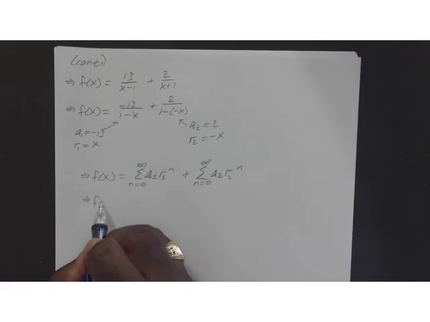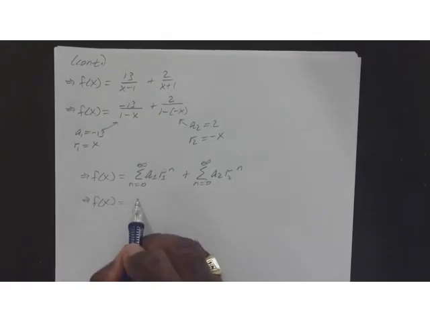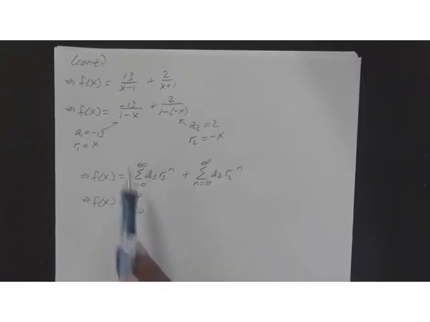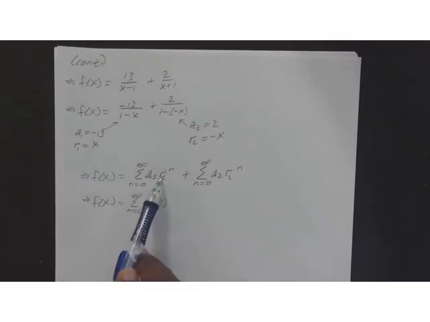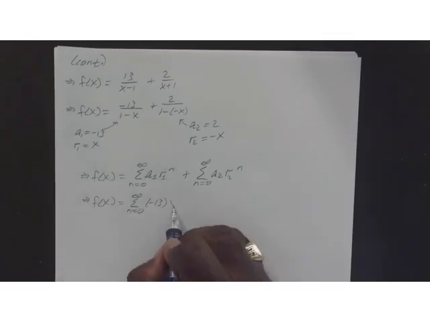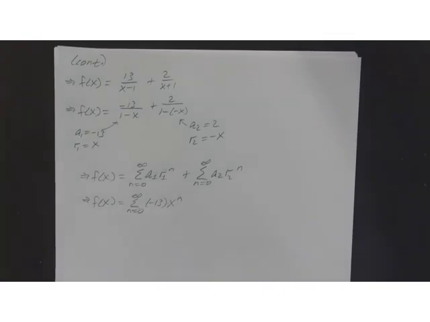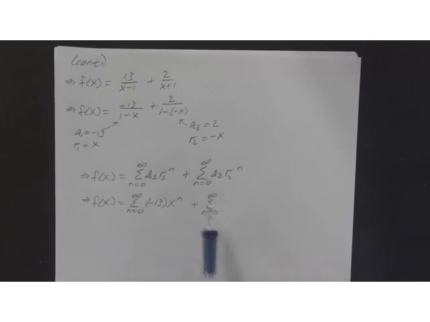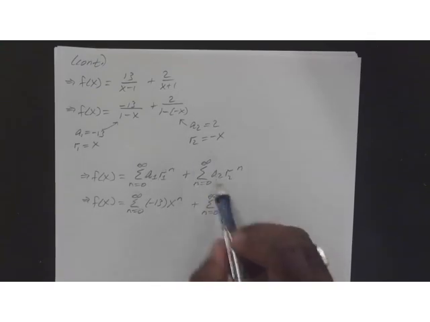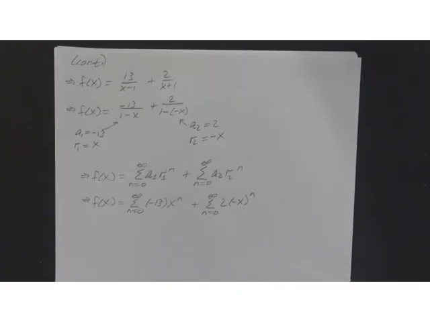Okay, so we can just make that the sum from n equals 0 to infinity. Our a number 1 is negative 13. So that's negative 13 times your r number 1 to the power of n. So that's x to the power of n. Plus the sum from n equals 0 to infinity of our a number 2, which is 2, times r number 2 to the power of n. So that's negative x to the power of n.